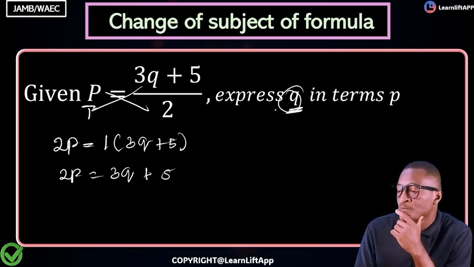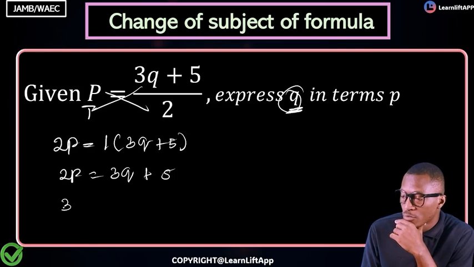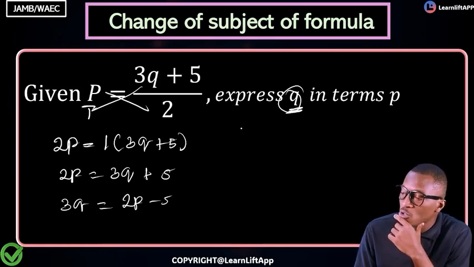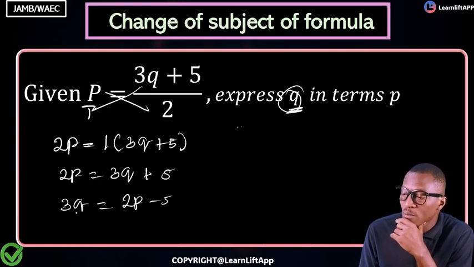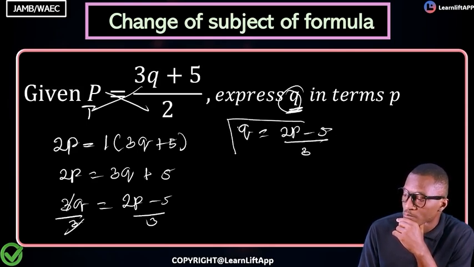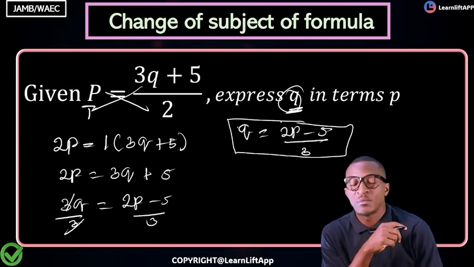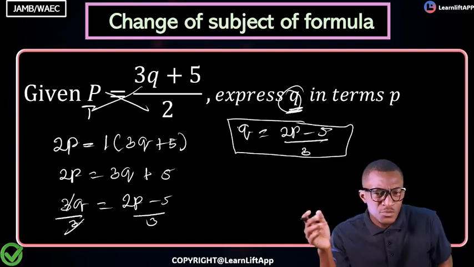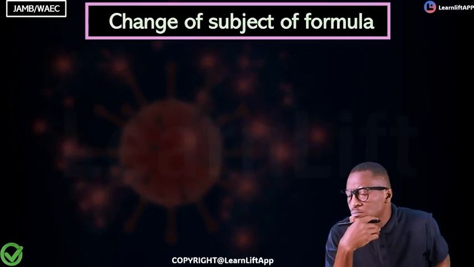Remember that we are making q the subject. So now 3q is equal to, moving this 5 this way, 2p minus 5. Now divide both sides by 3. The 3 will cancel on the q side. Therefore q will now be equal to 2p minus 5 all over 3. So q is equal to 2p minus 5 all over 3. Very simple. Do you understand that?